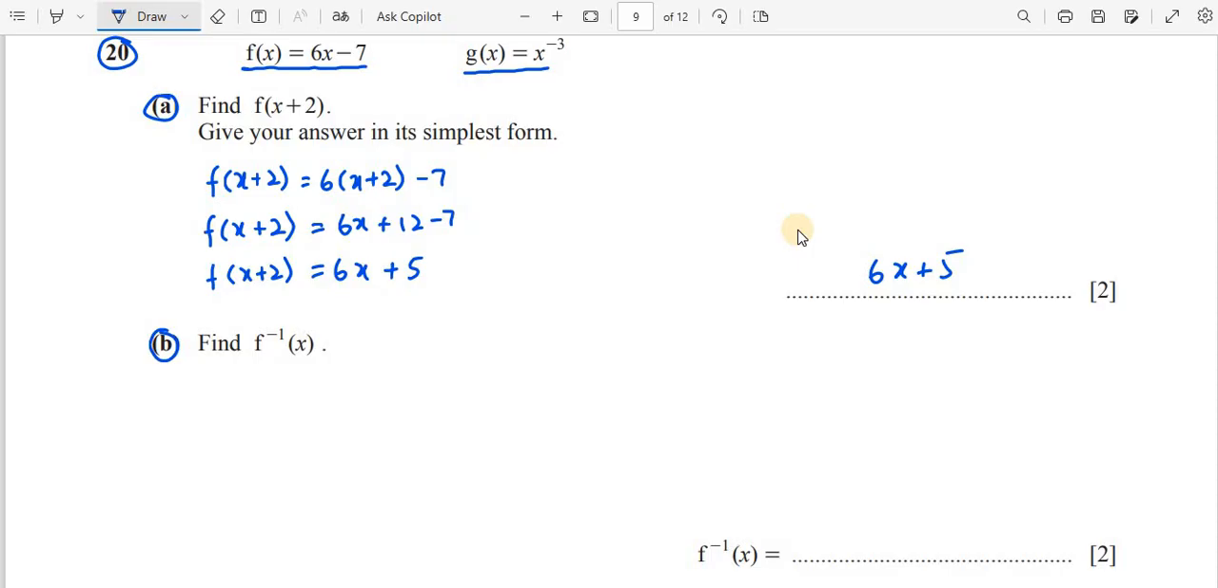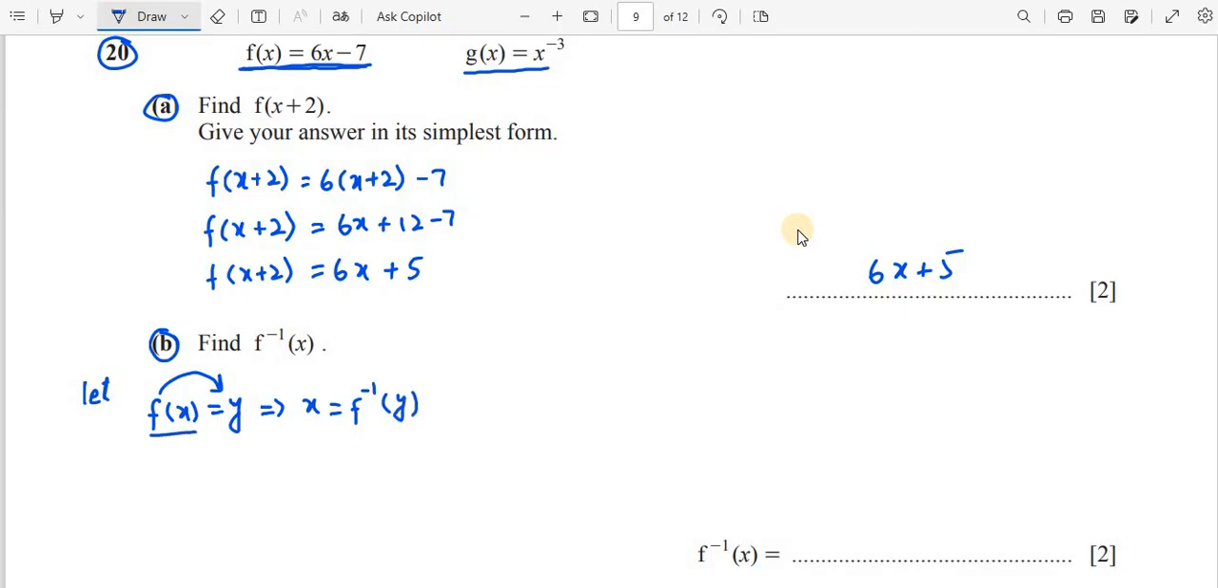Find f inverse of x. So the given function is this one, f of x. First of all, we let f of x is equal to y. f of x is equal to y, and this f shifts to this side, so it will be x is equal to f inverse of y.